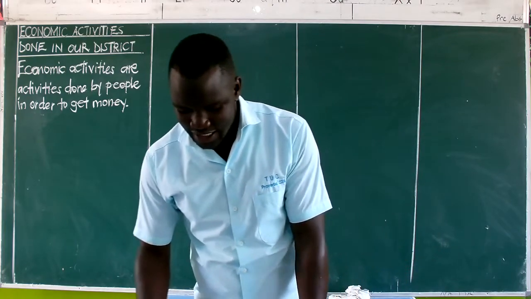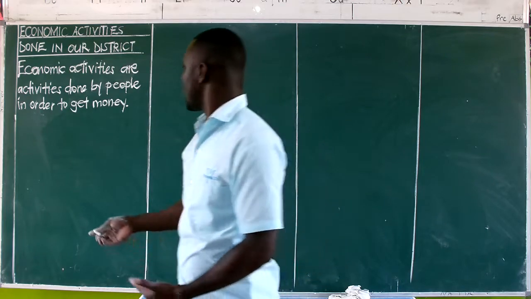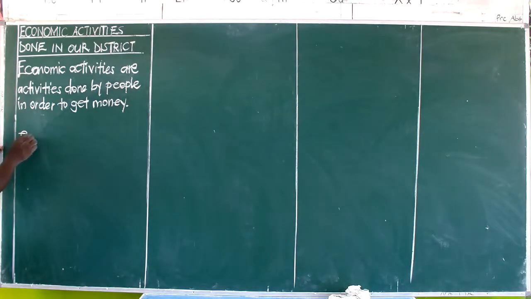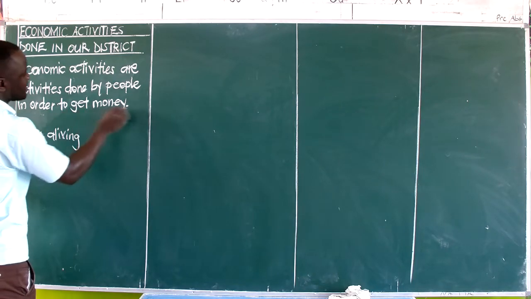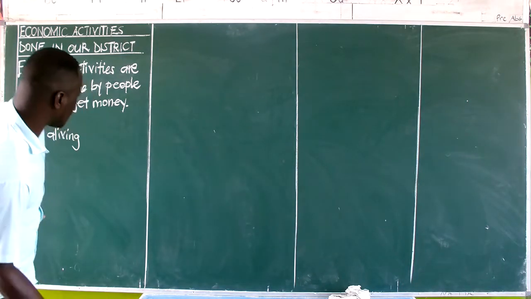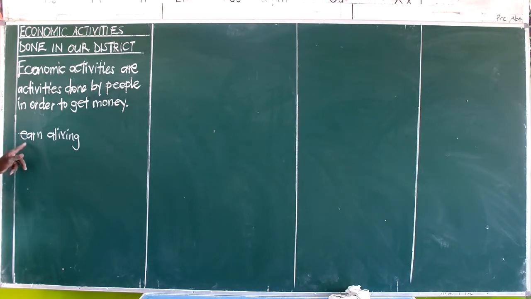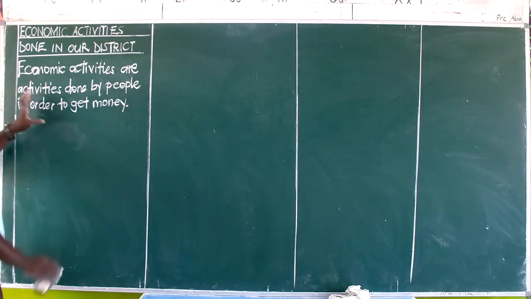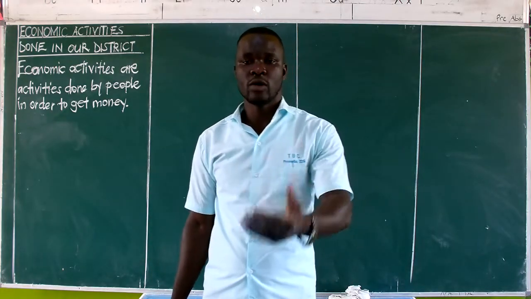Sometimes we can also say they are the activities done by people to earn a living. To earn a living. It is the same as someone saying to get money. Since this one a little disturbs, earn a living, you might find a difficulty in writing the spelling of the word earn. So let's simply say economic activities are activities that people do in order to get money.